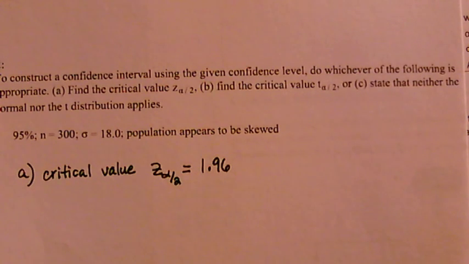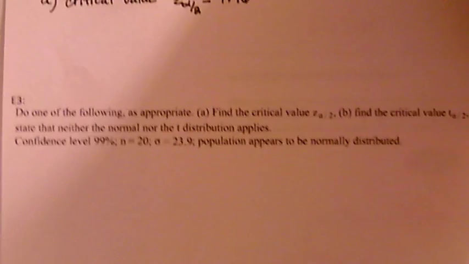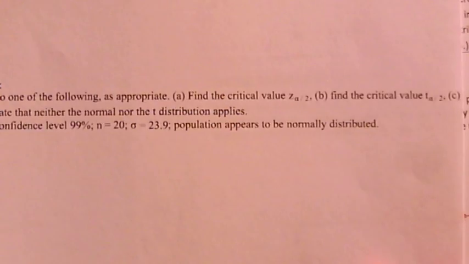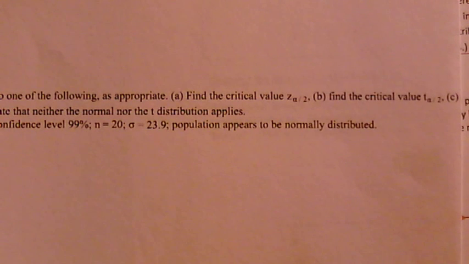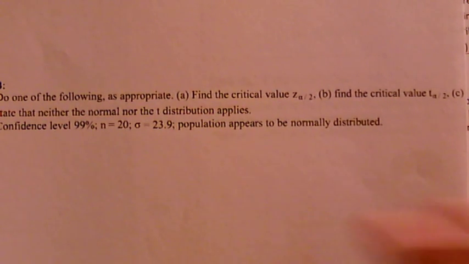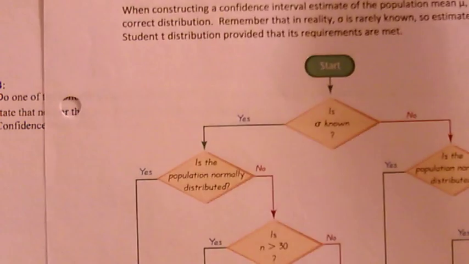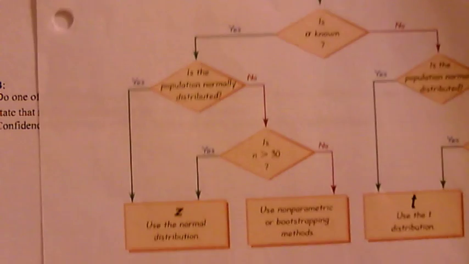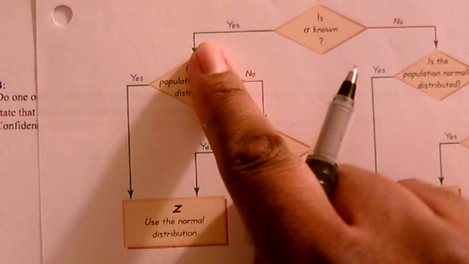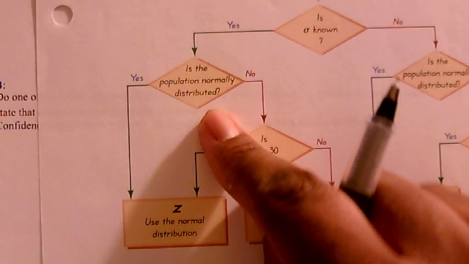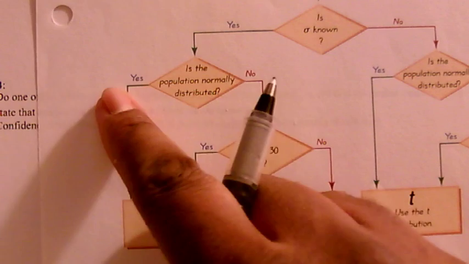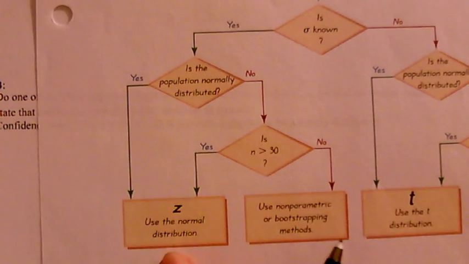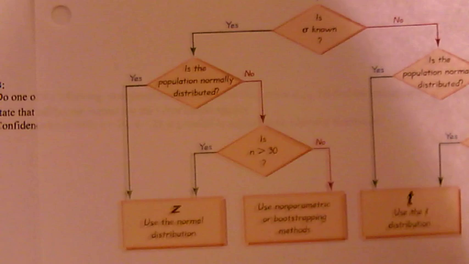Alright, the next example. Again, you're going to do one of the following: either the critical z value or the t value or neither. The confidence level is 99%. Your sample size is 20. Sigma is 23.9. The population appears to be normally distributed. Okay, so let's go back to the flowchart. Now here, sigma is known, so that's a yes. The population is normally distributed, that's also yes. So here we go down and use that normal z distribution.